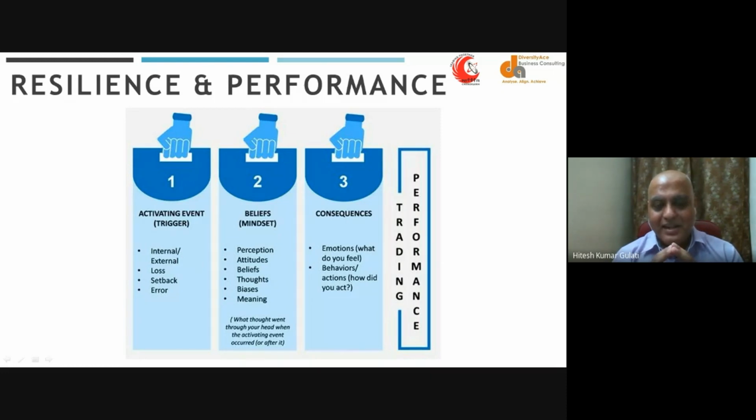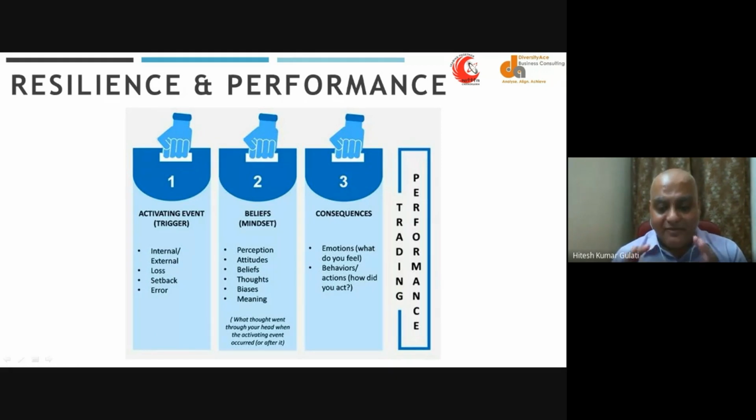It's already there on the slide. A is activating trigger, B is belief, and C is consequences. I'm giving you a hint also. B is dependent on A to give you C. So your beliefs are dependent on the activating trigger to give you the consequences. No idea? Okay, I'll share the same thing once again. I'll not ask you a question on this, but I'll share the same thing.